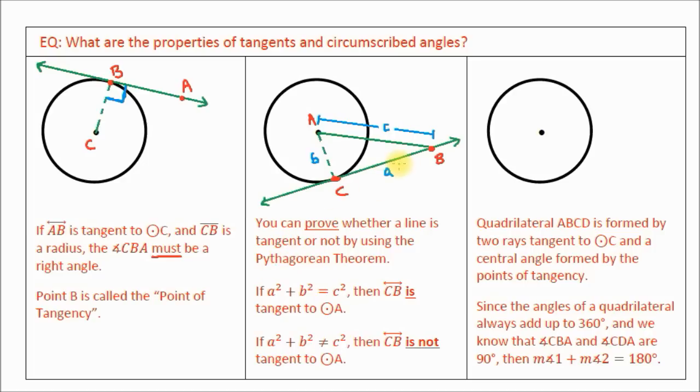So, if a squared plus b squared equals c squared, then CB is a tangent because we know this angle is a right angle. But the opposite is also true. If you check this out and a squared plus b squared does not equal c squared, then you have proven that line CB is not tangent to circle A. So you can use the Pythagorean theorem to prove whether a line is tangent to a circle or not. Okay, last property we're going to learn regarding tangents.